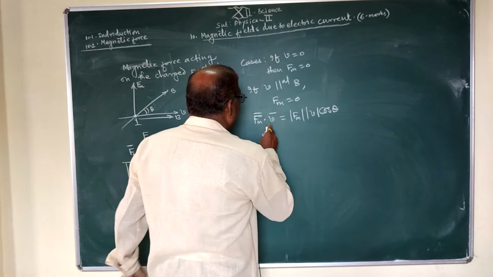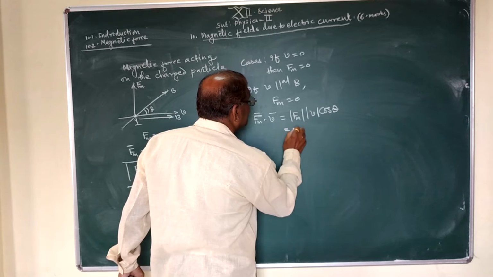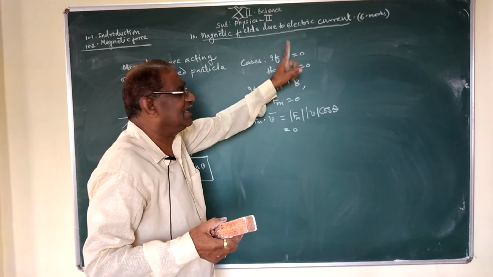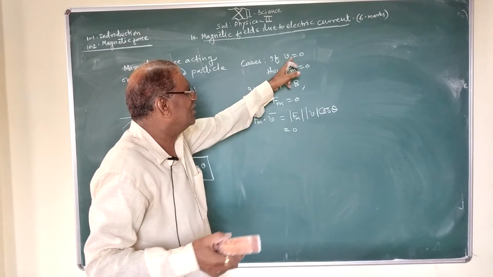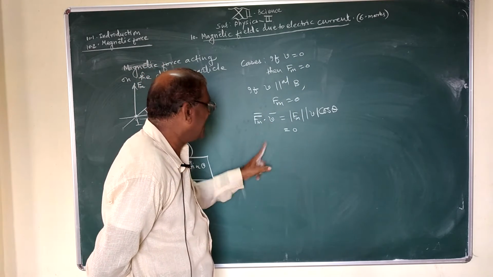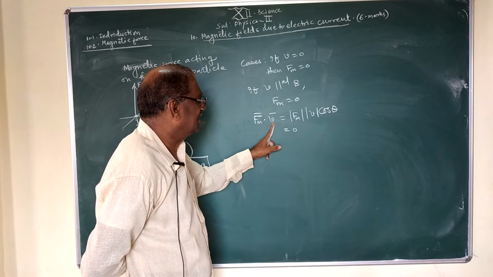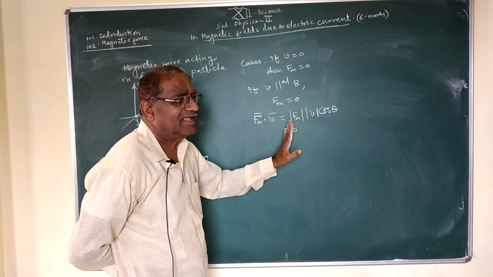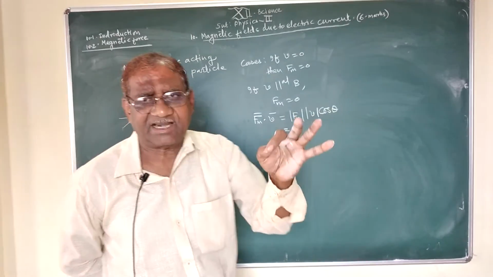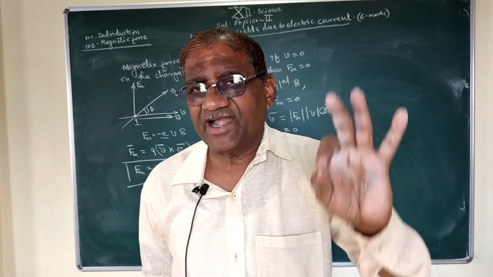And if V is 0, then Fm dot V is equal to 0. If the particle is at rest, the velocity of the charged particle is 0, and then the dot product of magnetic force and velocity is equal to 0. It means that no work is done, this is the power. Fm dot V is the power. Power is a scalar quantity, and power means work done per unit time.